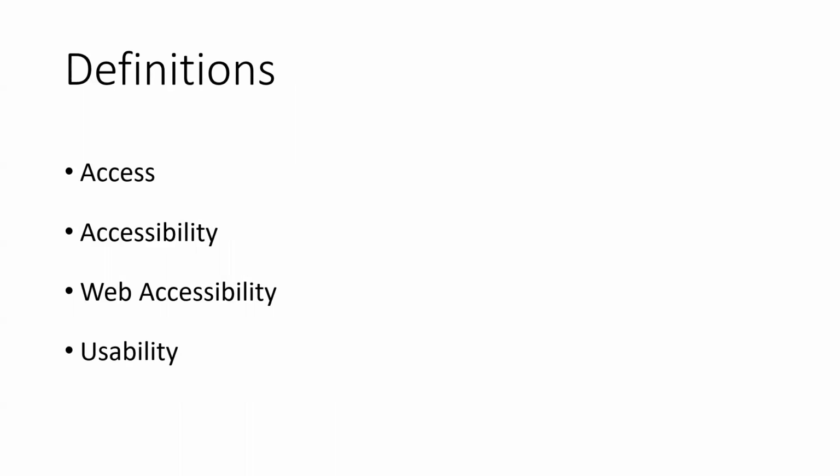So let's start the presentation by anchoring ourselves in a few definitions. This will assist us going forward because sometimes these terms can have different meanings in different contexts. The definitions we're going to go over today are focused on access, accessibility, web accessibility, and usability.